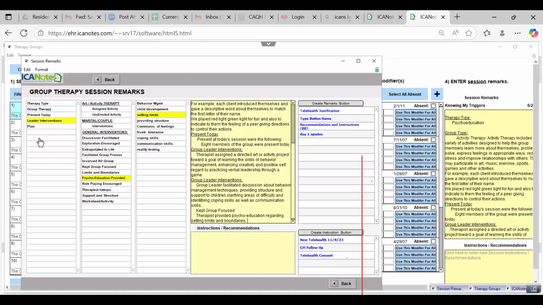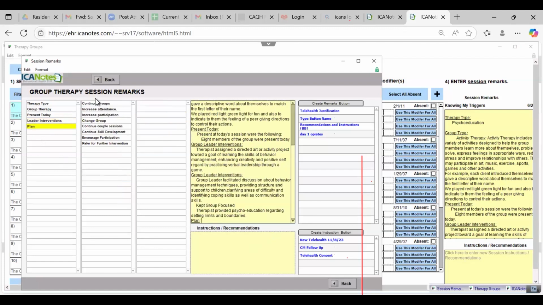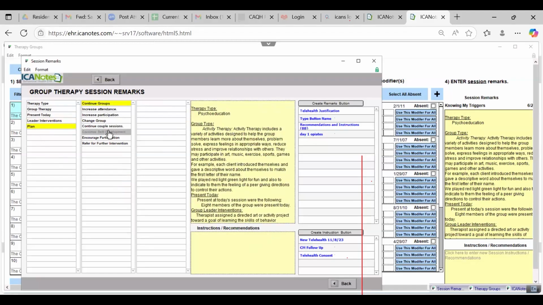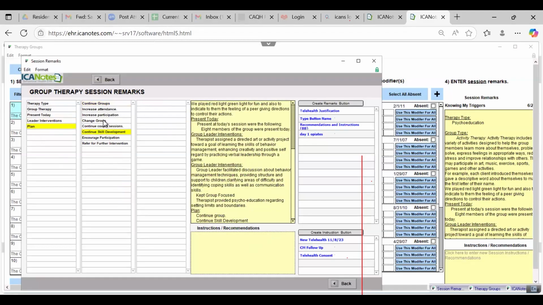Yes, that's important. And the last part of this is our plan. Okay, so after all of this, what is our plan? Of course, we want to continue groups and we want to continue skill development. Now for some of your groups, there may be some behavior problems where you need to encourage their participation, or refer them for further intervention. We're going over their goals, and if they're still not really catching on to what we're doing, then you would refer for further intervention.